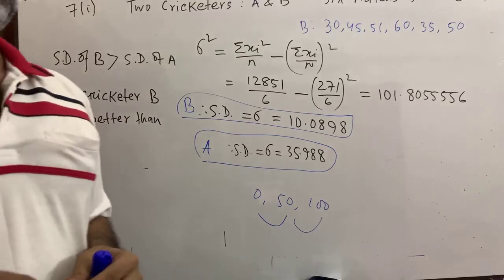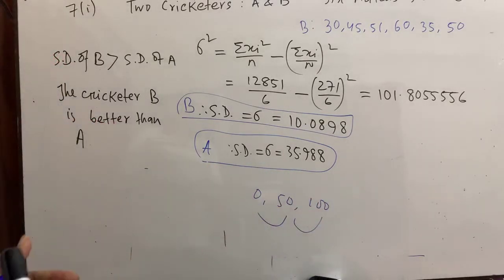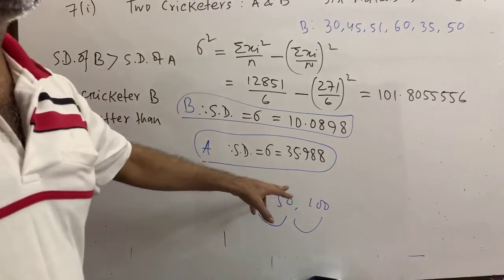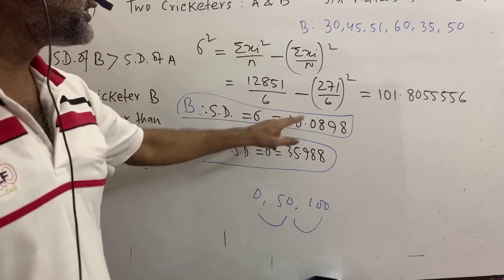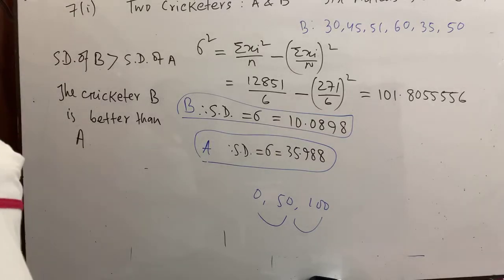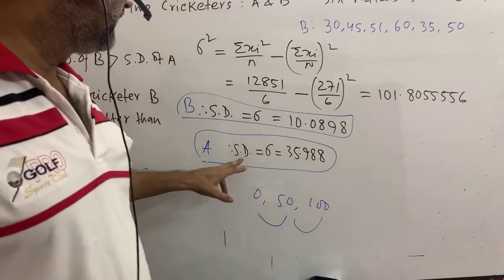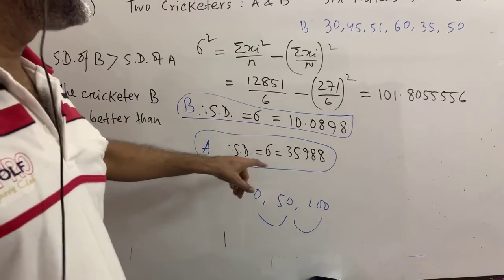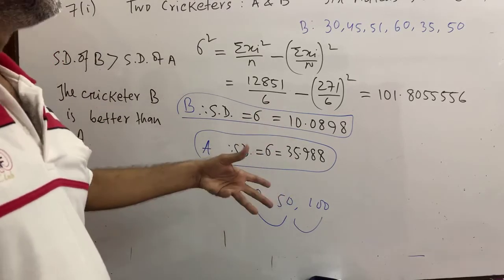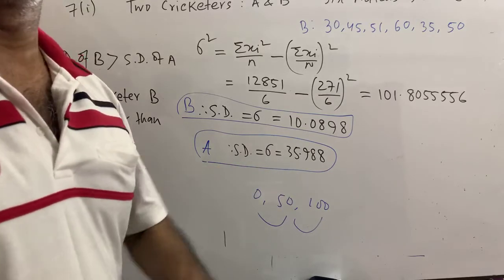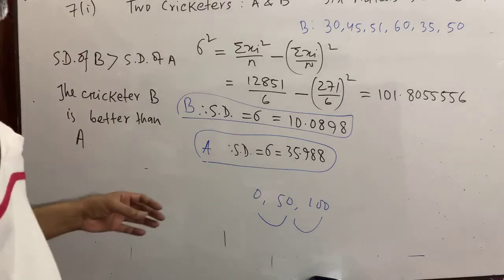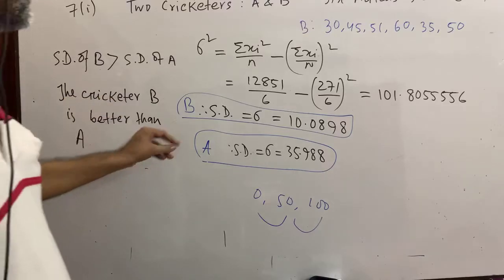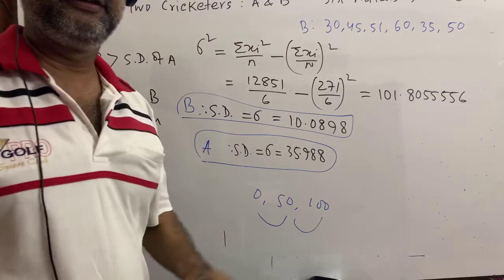Okay, because B has consistency but A doesn't. A has a lot of variation. Have you seen? About 25 difference here. Somewhere he got a duck, okay, 0 run. Somewhere he got 80 runs, okay, but he doesn't have any consistency. So what will we get? We will select the batsman B here, okay.